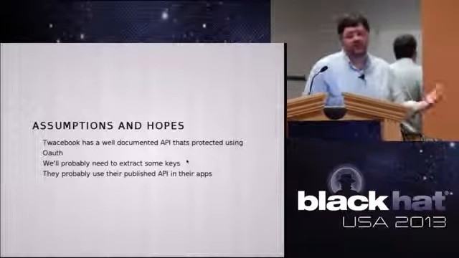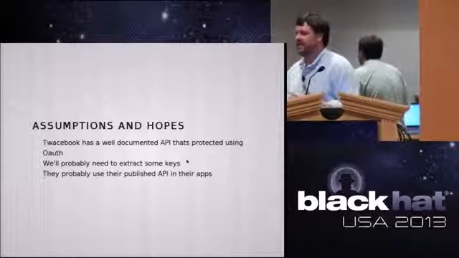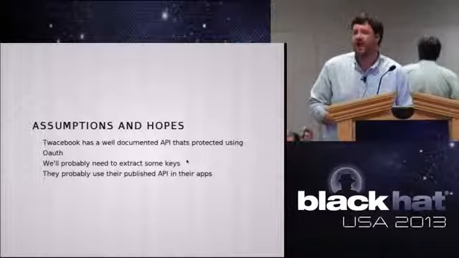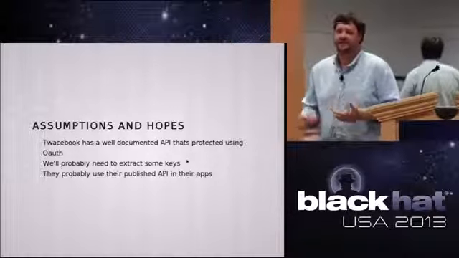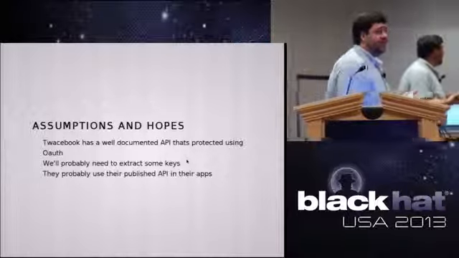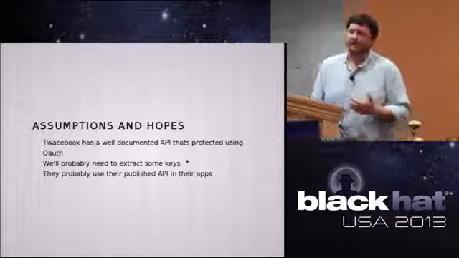Some more assumptions. With a well-documented API, we're going to assume they're probably using that same API. That's pretty standard these days: if you've developed a robust third-party API, you're probably dogfooding it a lot internally as well, so we'll work on that assumption. It's probably going to use OAuth, because that's the new hotness, or the old hotness, depending on how you look at it.